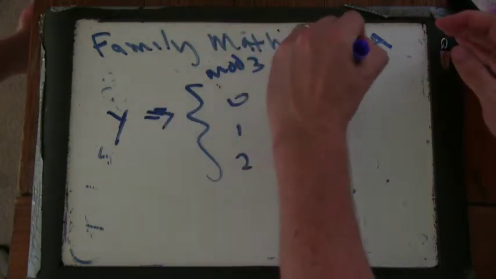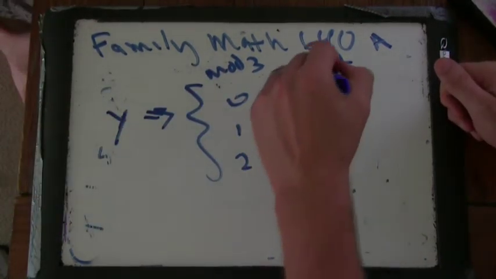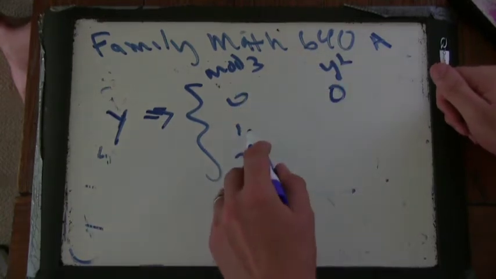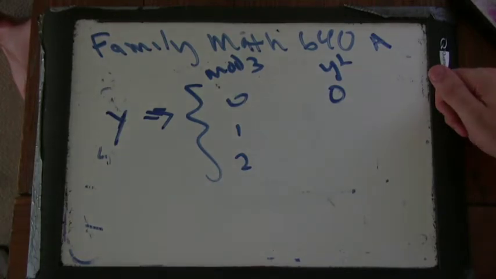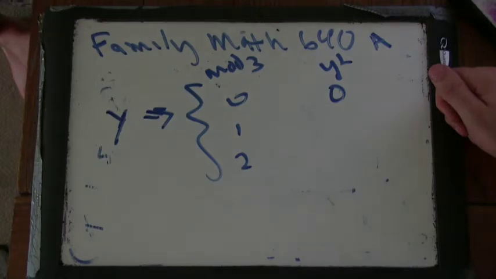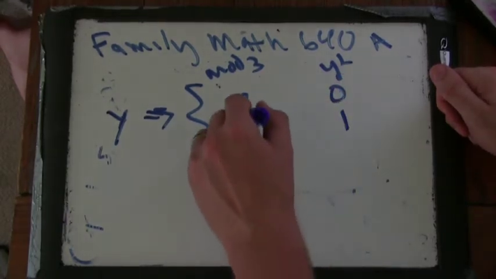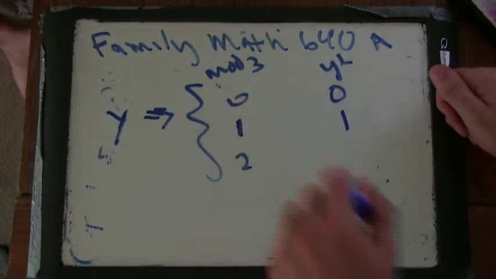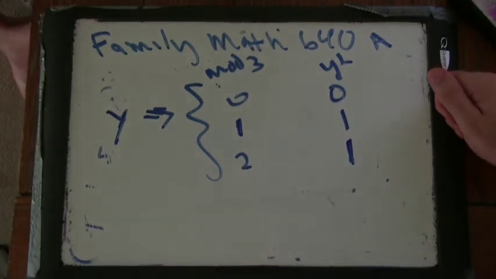And what's y squared going to be? If y is congruent to 0 mod 3, y squared is going to be still just 0. And if y is congruent to 1 mod 3, what's y squared going to be mod 3? I think it's going to stay at 1. Okay, it will stay at 1. You just square the mod. And then what about 2? That 2 will go to 1 because 4 mod 3 is 1. So we'll go to 1.